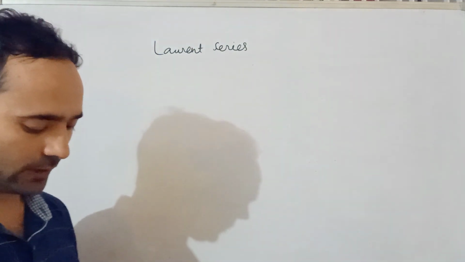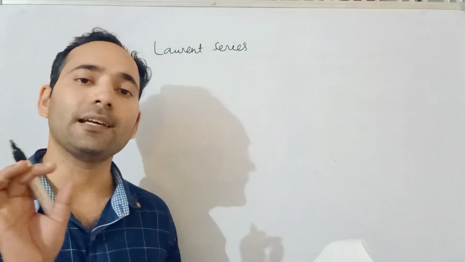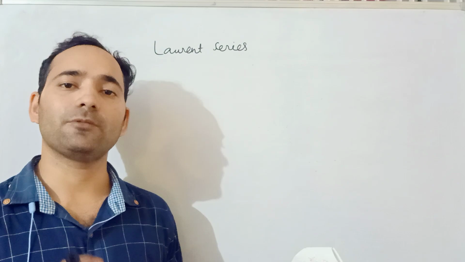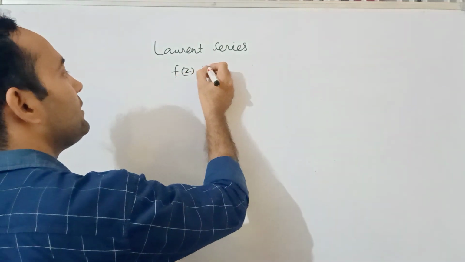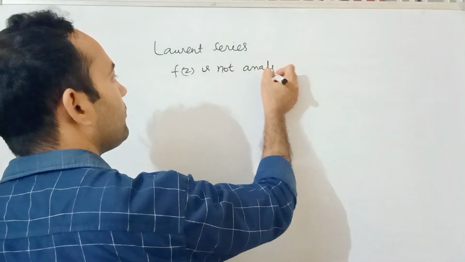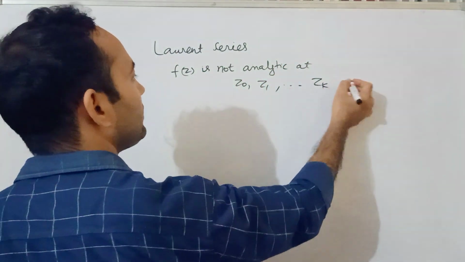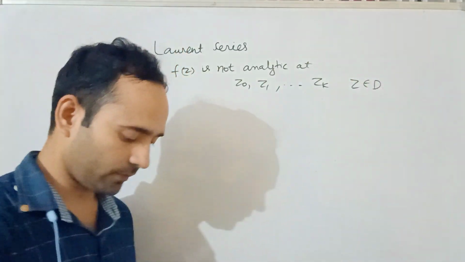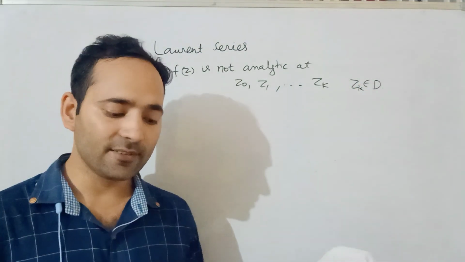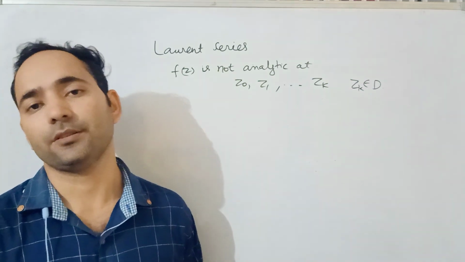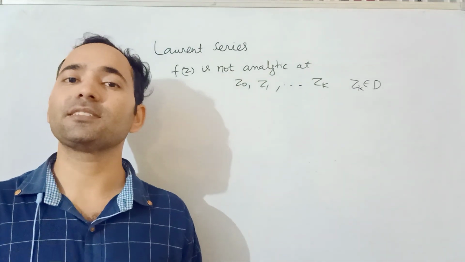So let's get started. Suppose you are given f(z), a function that is not analytic at points z0, z1, ..., zk. Let me write it down: f(z) is not analytic at z0, z1, ..., zk, where z belongs to some domain D. Then we can expand the function f(z) about any of these points, that is, about any given point at which the function is non-analytic.